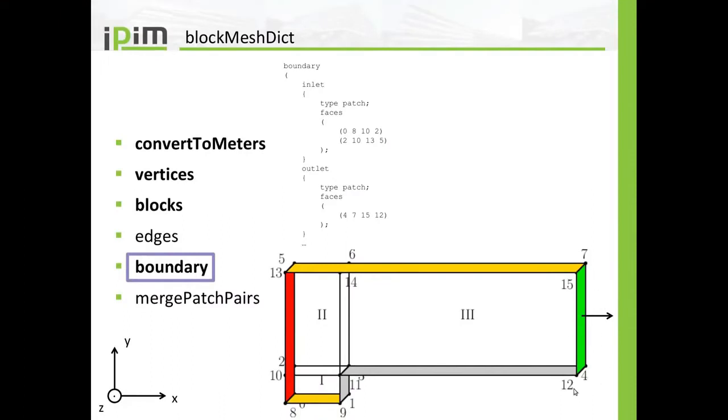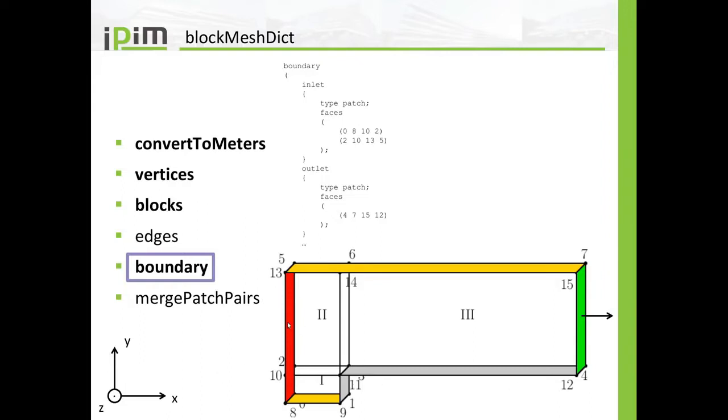If you stretch your thumb in the right direction for the outlet now, and you curl your fingers, then your fingers will show you the correct orientation 4, 7, 15, and 12 for the outlet boundary.